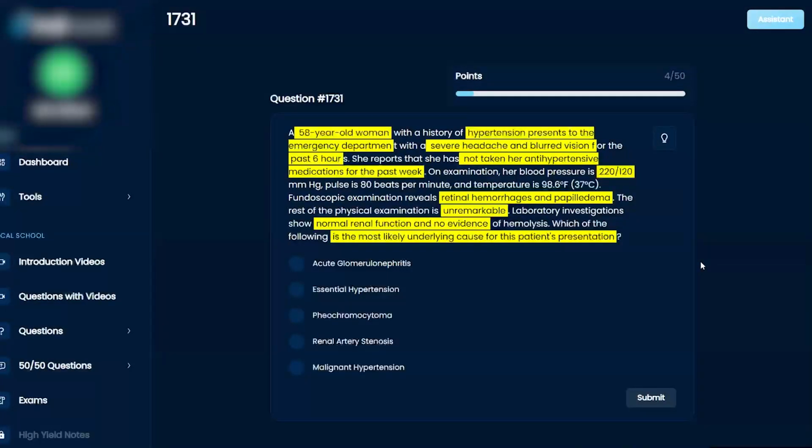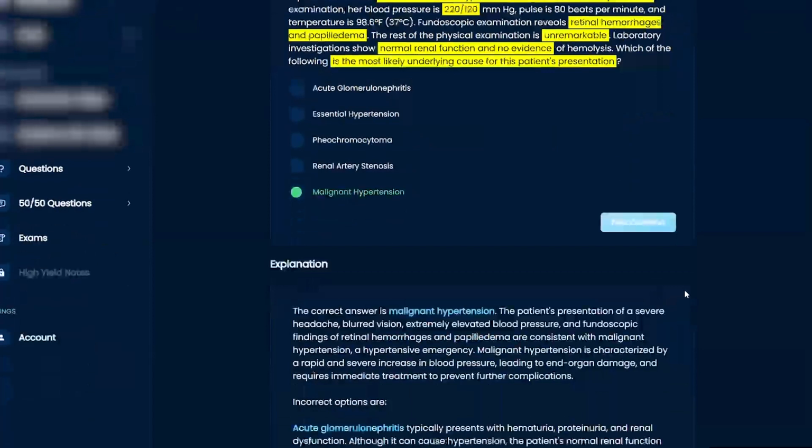I'm not 100% sure on this. I think once you're over 200, you call it malignant hypertension. So I'm gonna go with that. Final answer. Yeah, malignant hypertension, right?